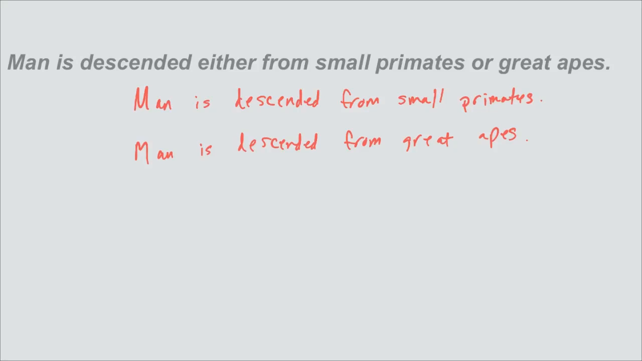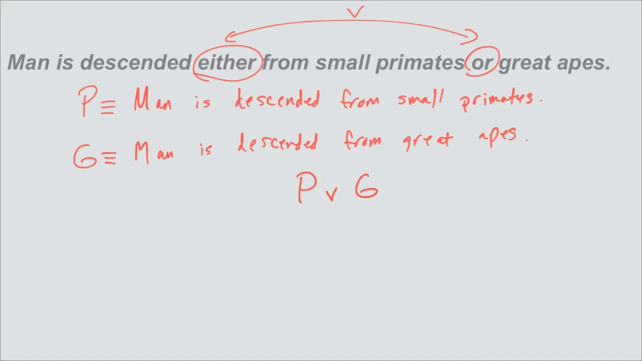All right, so let's say capital P is for man is descended from small primates. G, man is descended from great apes. Either or tells me that I have an or statement between my simple statements, right? So in this case, the subject is the same. It's the predicate expression that is compound. So I have P or G, right? So from here, I can just write out exactly what I have: man is descended from small primates, or man is descended from great apes.